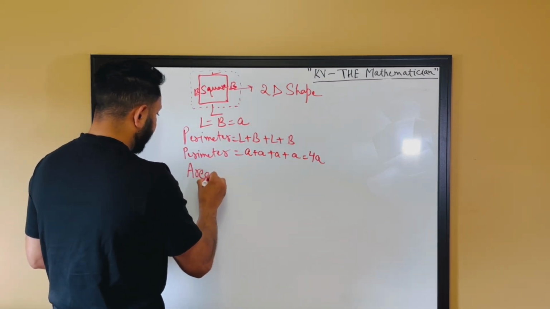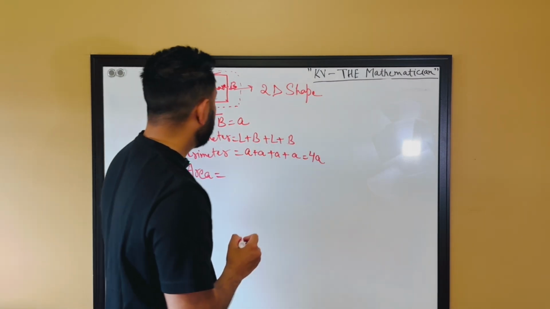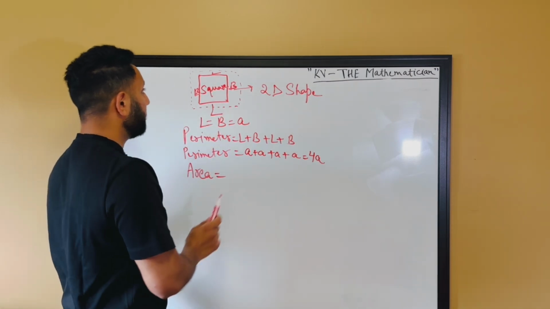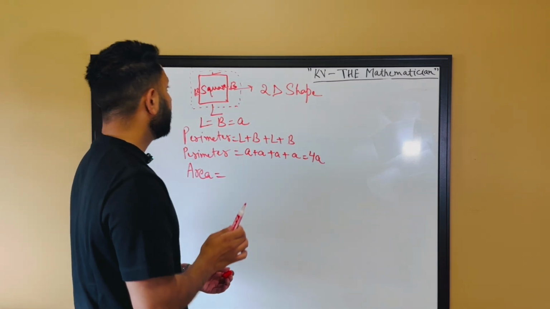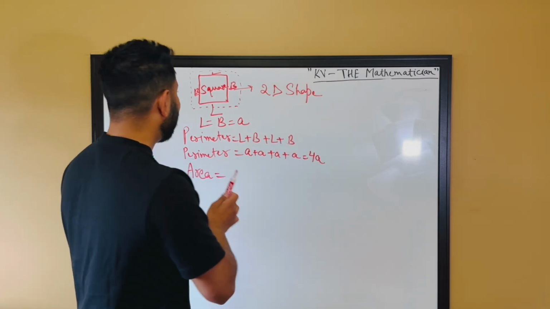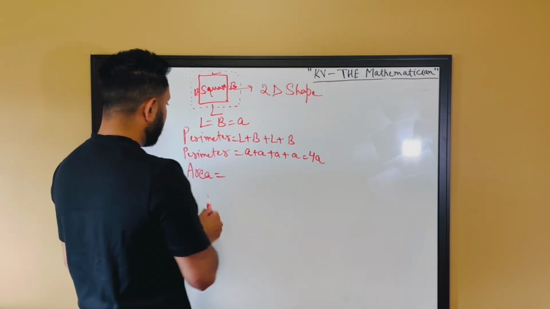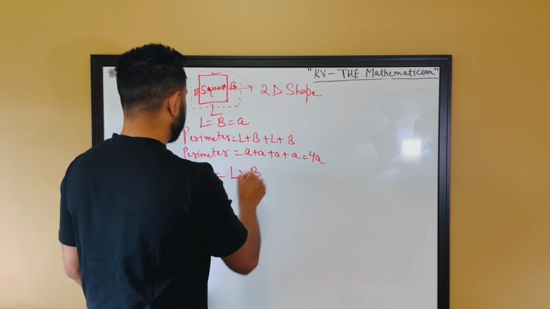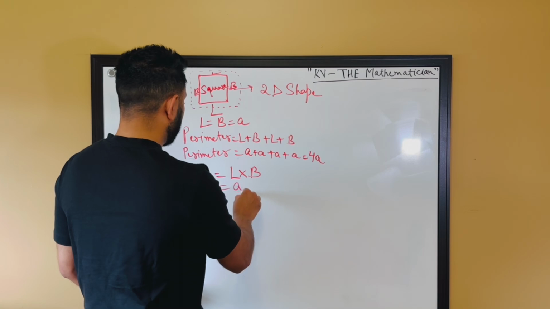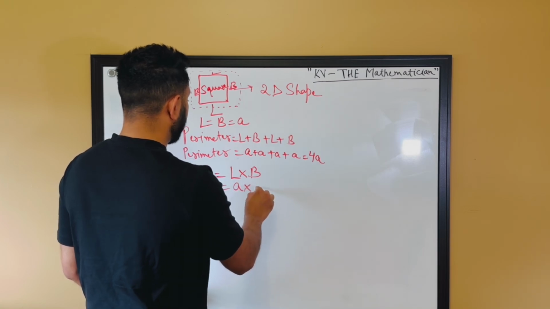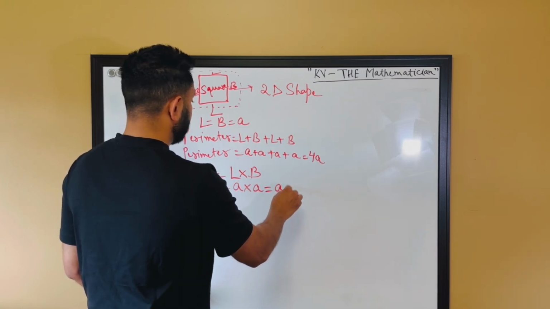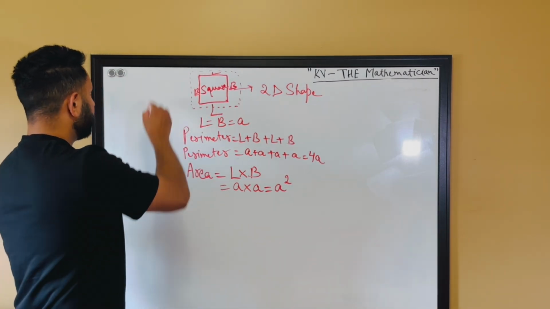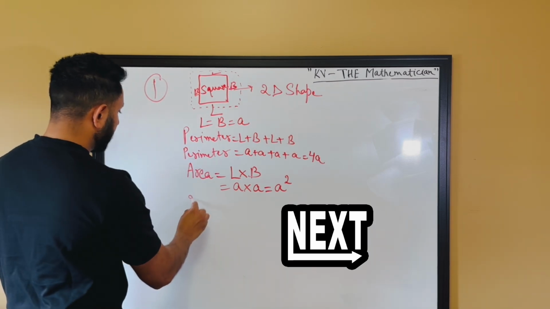And now jump to area. What is area? Area is the total region enclosed by a 2D shape, or we can say the total surface contained by a 2D shape. And the formula would be length into breadth. As length is equal to A and breadth is also equal to A, so it will be A square. And this is our first shape.